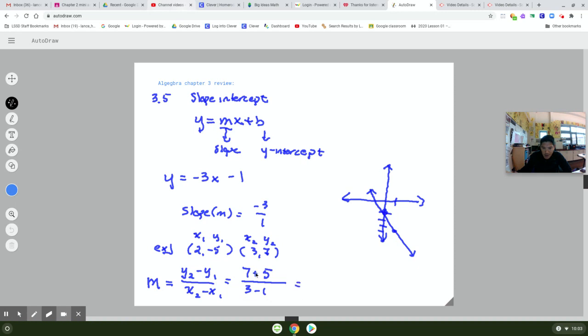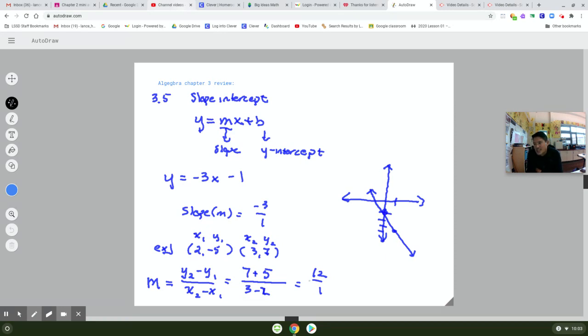minus x sub 1. 7 plus 5, 12, over 3 minus, I thought I said 2, but I wrote 1. So 3 minus 2 is 1. 12 over 1, and I actually just want to leave it like that. 12 over 1 instead of just 12, because if I wanted to graph, it's going to be easier as a fraction.